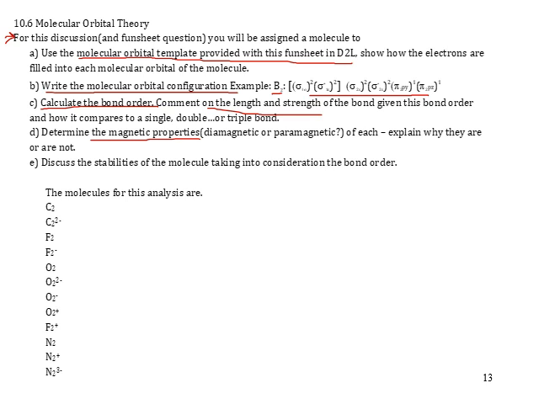Determine the magnetic properties, and then discuss the stabilities of the molecule, taking into consideration that bond order. So if you go to that discussion board, you'll see which one you're assigned, and then you can post that diagram and the molecular orbital electron configuration in your discussion post for others, to help them understand how this theory works.